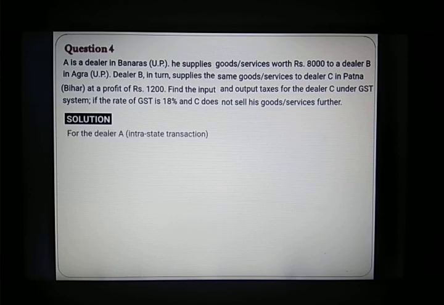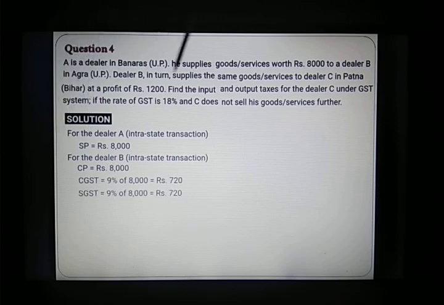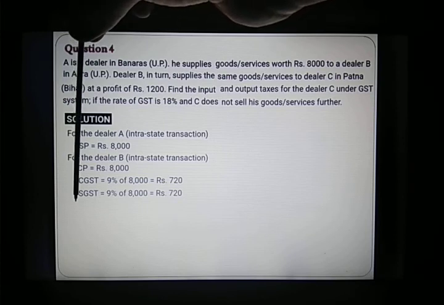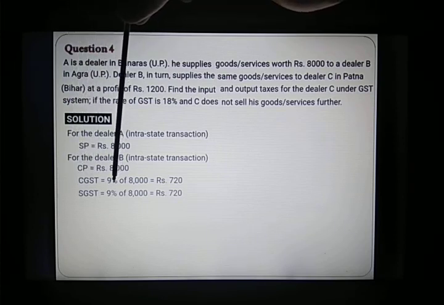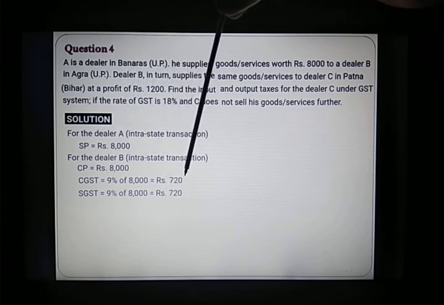Okay, so for dealer A, we know that the selling price is this much. And for dealer B, the cost price is going to be this much, because he purchased the goods for rupees 8,000, so cost price is 8,000. Now obviously since this is an intrastate transaction between them, this 18% will be divided into 9% and 9% for CGST and SGST, and we calculate GST on the selling price, which is this much. So we'll get our CGST and SGST to be this much.